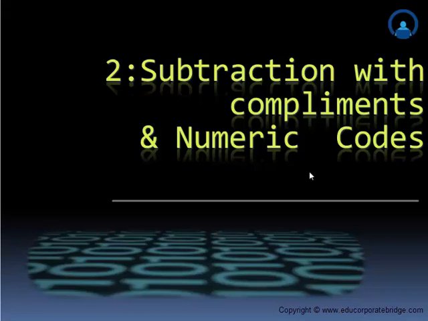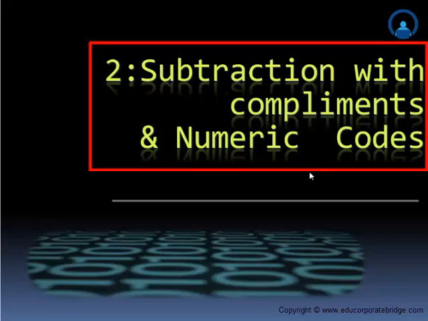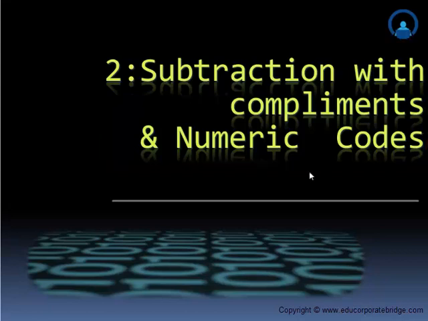Let's start the next topic, that is the numeric codes and the subtraction of binary and digital numbers. First of all, before going to the numeric codes, we'll have a brief look at the working of digital numbers and the arithmetic operations that can be performed on number systems. The most important arithmetic operations we perform on number systems are addition and subtraction.